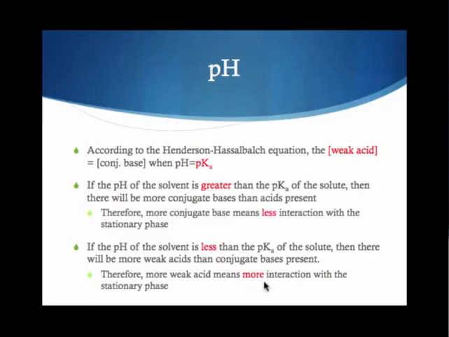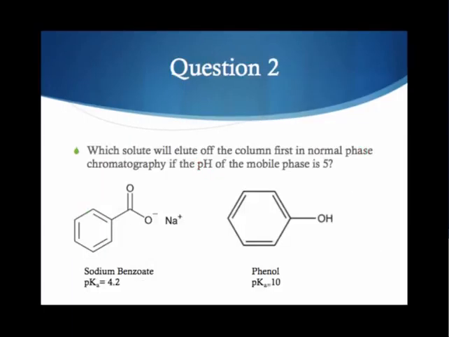And this should also make sense because if the pH of the solvent is less than the pKa of the solute, then the solute is going to be mostly protonated and in the weak acid form. And so if there are more weak acids, it means that it has that hydrogen available to interact with the silicon-oxygen bonds in the stationary phase. Since it's going to be interacting more with the stationary phase, it's going to elute off the column slower. Now that we have talked a little bit about pH, it's time for another practice problem.